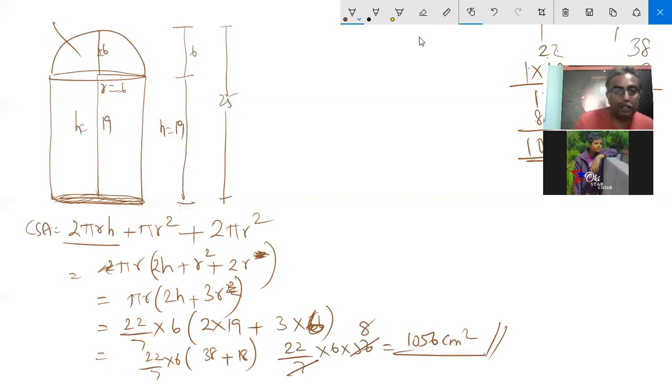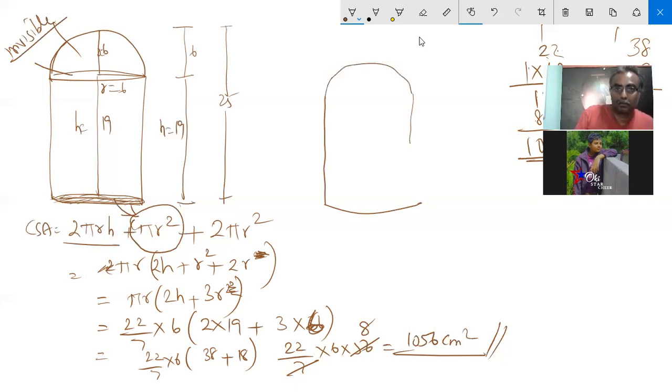Now, why did we add pi r squared? This is the pi r squared, the base. This thing is invisible. Only for our construction purposes are we adding this. How will the tie look? That's how the tie will look. It will look like this only.